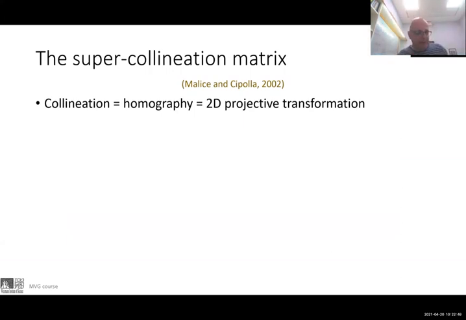Okay, in the remainder of this class, I want to go through some more advanced topics. Or I would say one is more advanced and one is more modern. So we will talk a little bit about something called the supercollineation matrix. And after that, we will talk about deep learning. These are short tours of other related subjects. Okay, what is the supercollineation matrix?